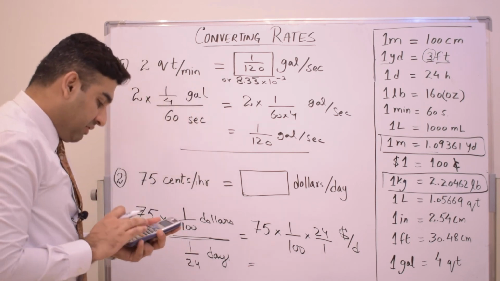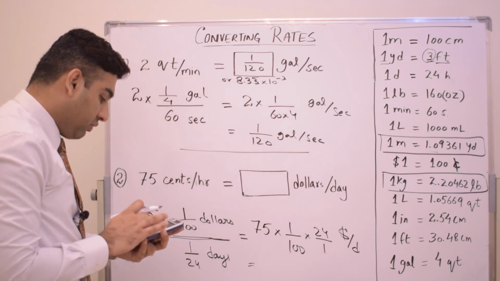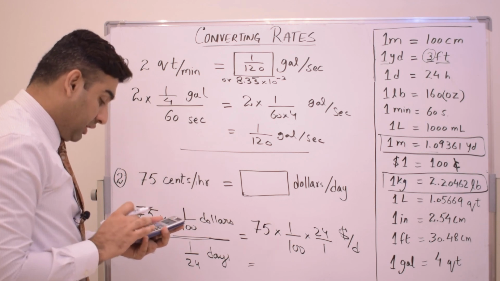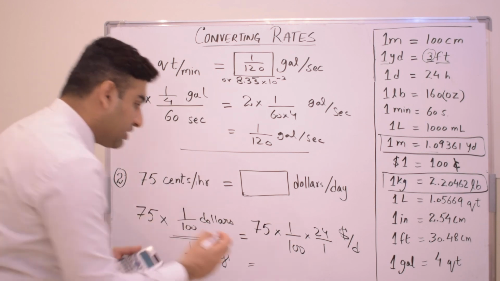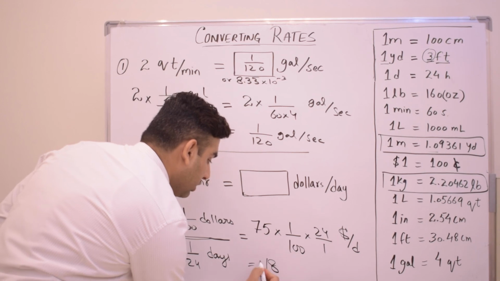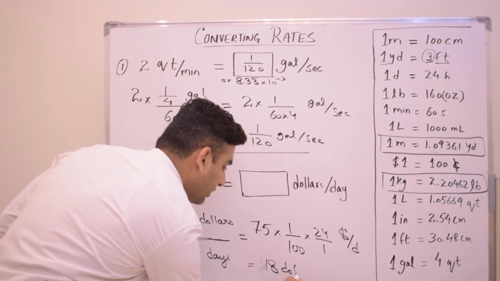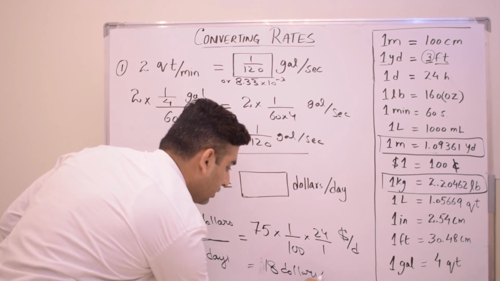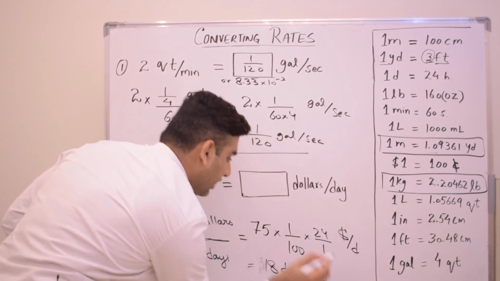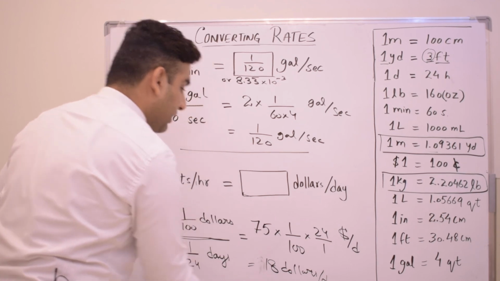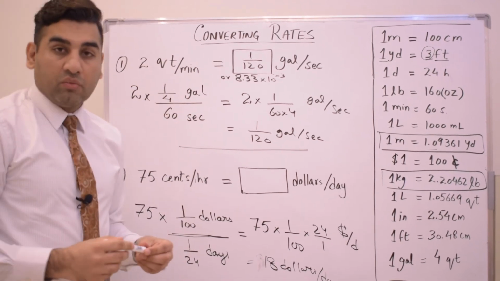So guys, this I will calculate. 75 times 1 over 100, you just use your calculator, times 24, and your answer will come $18. Sorry, I will write like this, the rate, dollars per day. Well guys, I hope you understand these conversion rates.